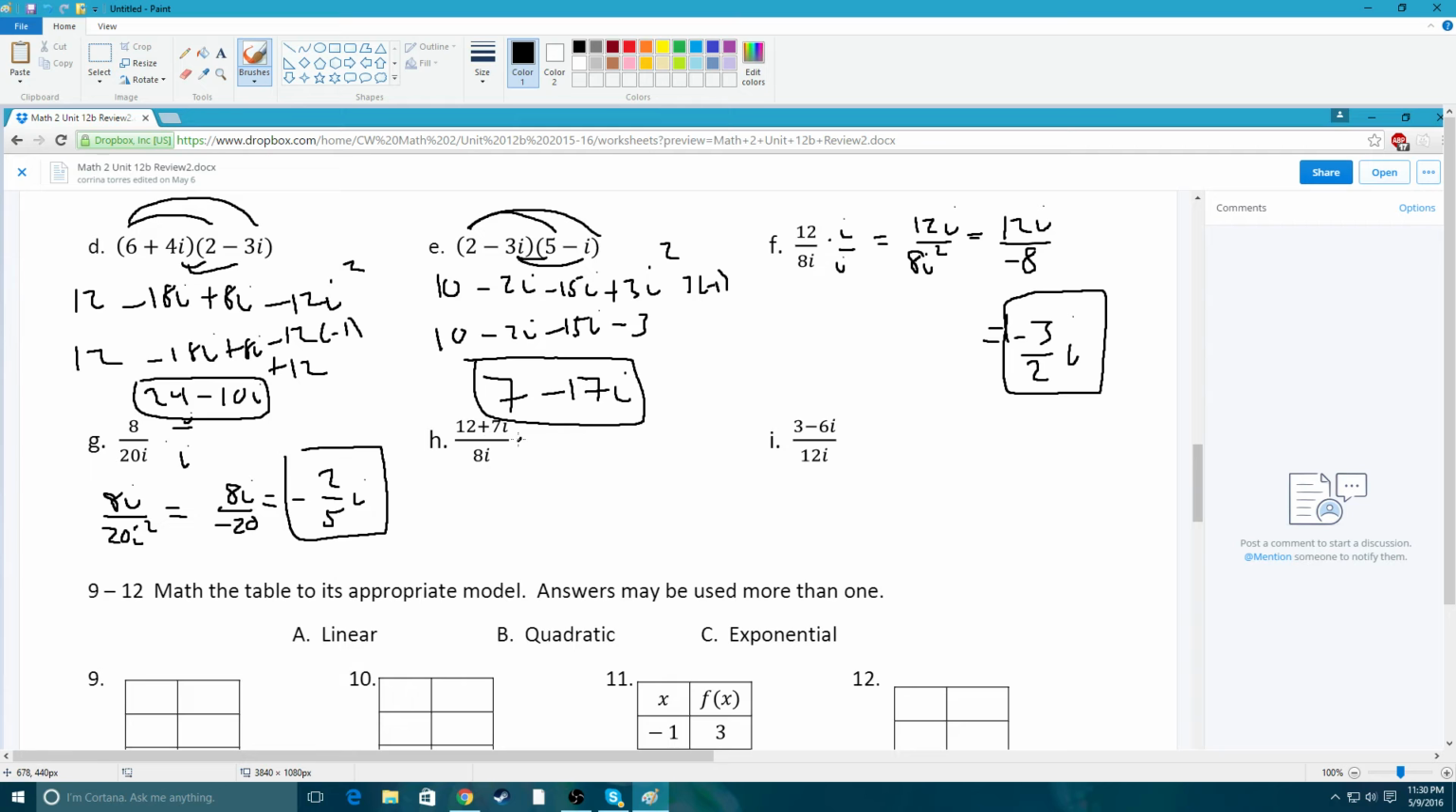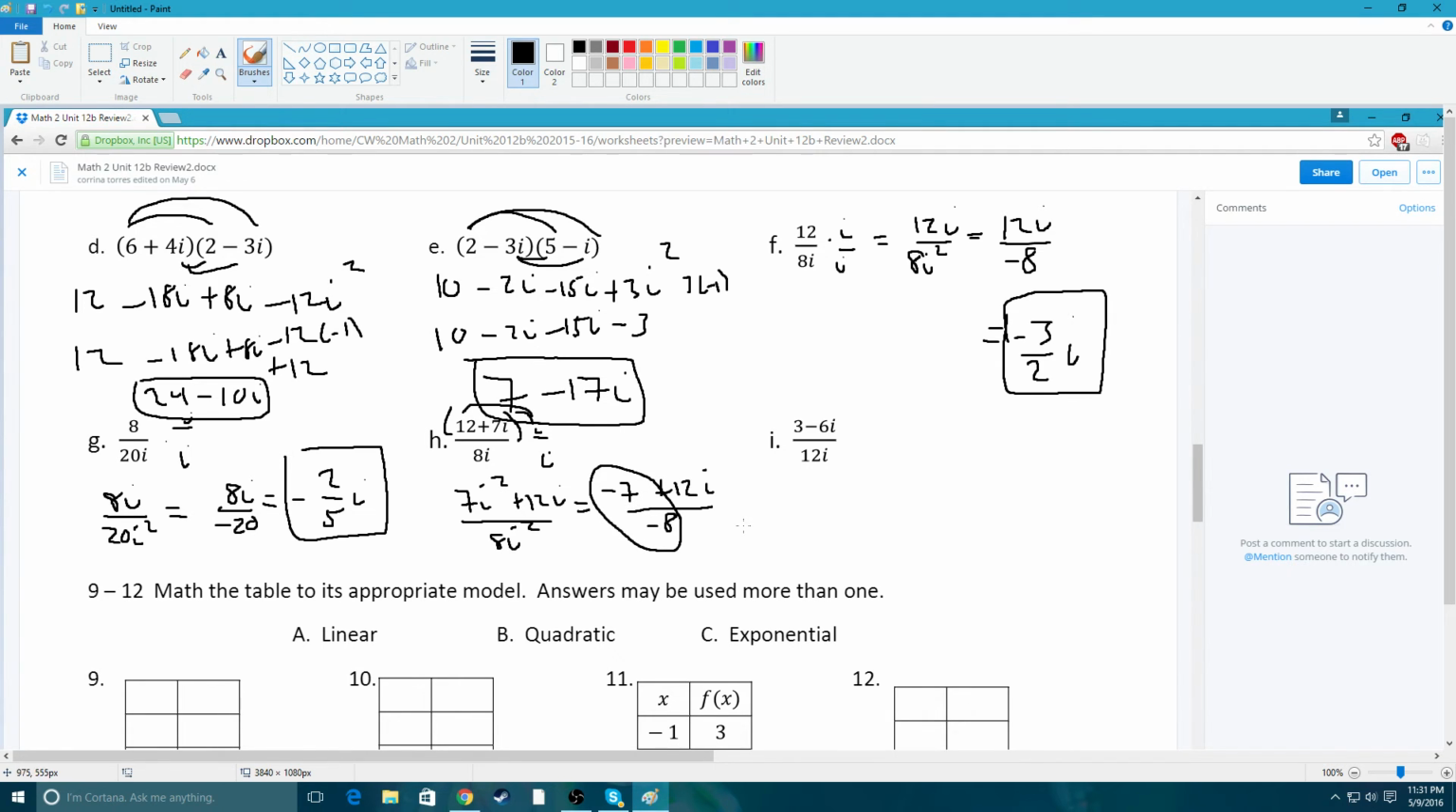Okay, for h, multiply top and bottom by i. Big shocker. So i times 7i, that's 7i squared. i times 12 is plus 12i. And 8i times i is 8i squared. So this is negative 7 plus 12i all over negative 8. And if you split this up, you do the real numbers first.